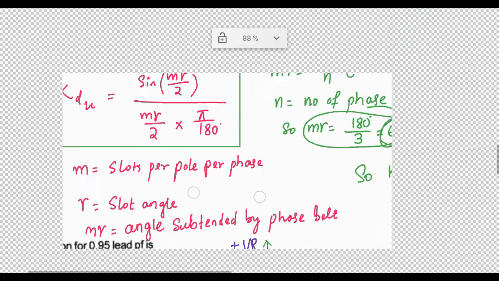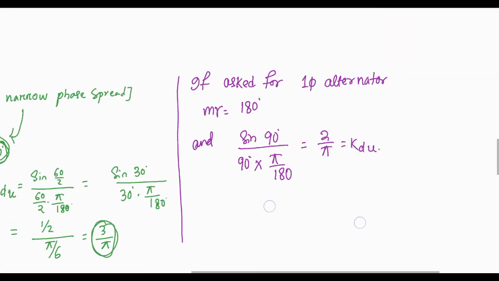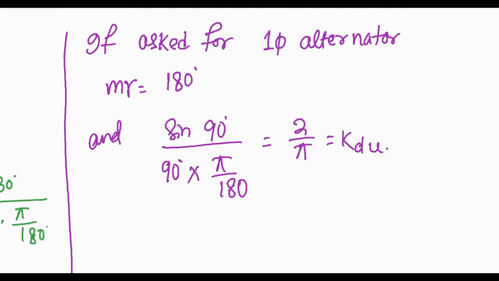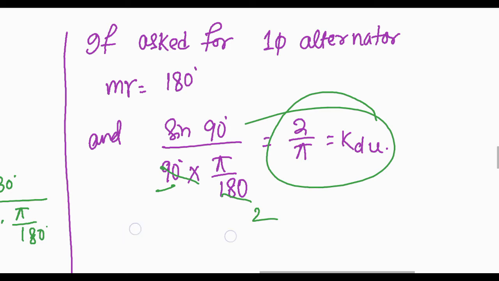Suppose the question is given for a single phase alternator. So for single phase, m gamma will be 180 by n, and n is now 1, since the number of phases is 1. So m gamma will be 180, and this will be sin(m gamma by 2), that means 90 degrees, by m gamma by 2, that means again 90 degrees, into pi by 180. Sin 90 is equal to 1, and this will be 2 by pi. These are two important questions.